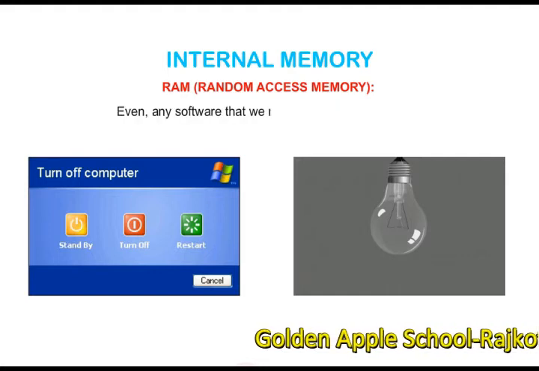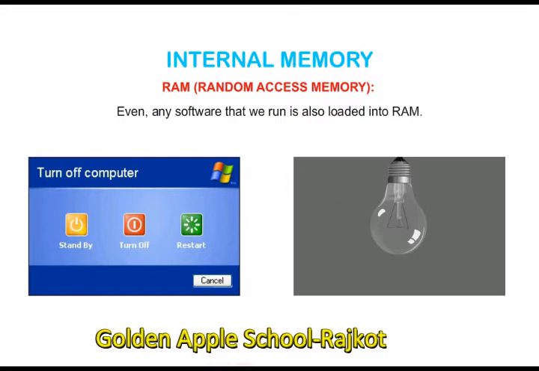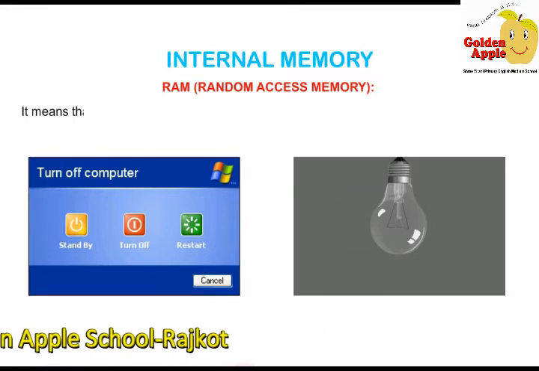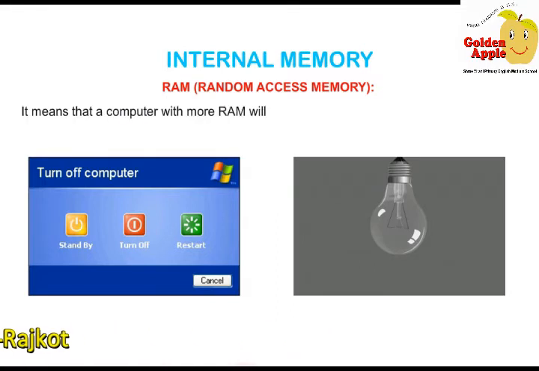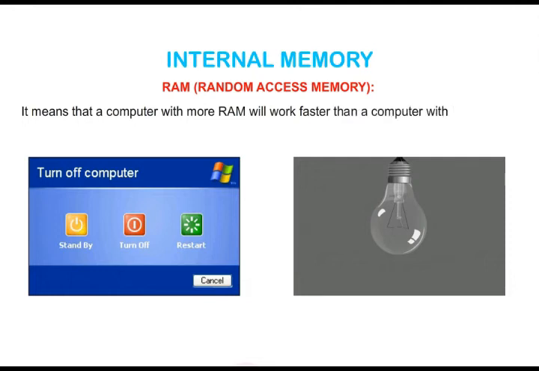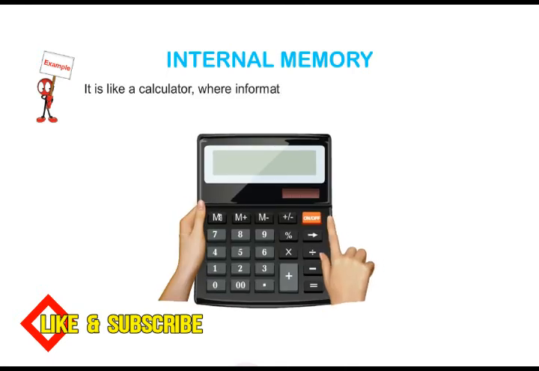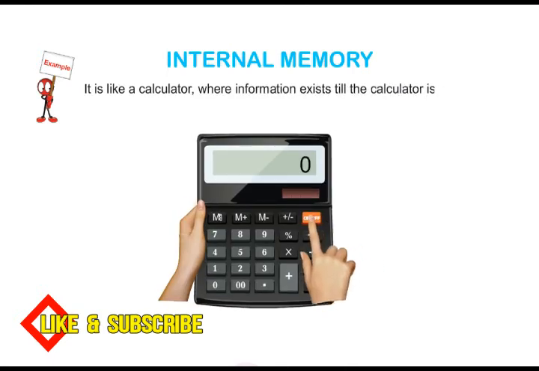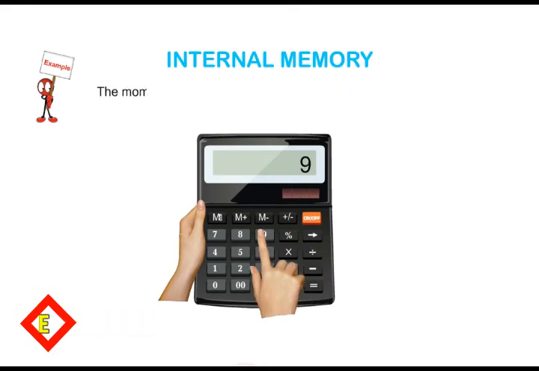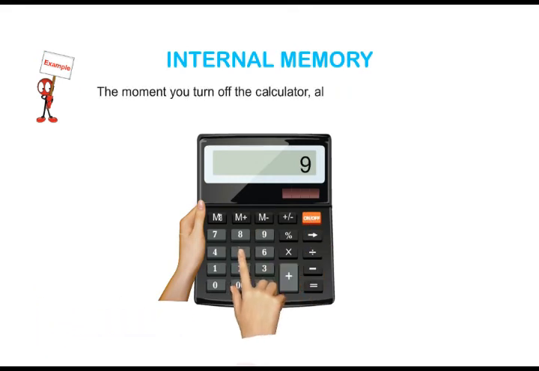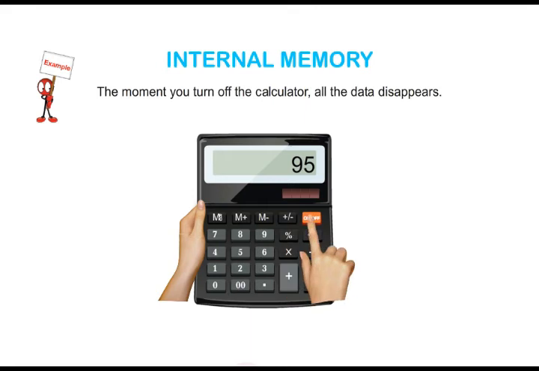Even any software that we run is also loaded into RAM. It means that a computer with more RAM will work faster than a computer with less RAM. For example, it is like a calculator, where information exists till the calculator is on. The moment you turn off the calculator, all the data disappears.